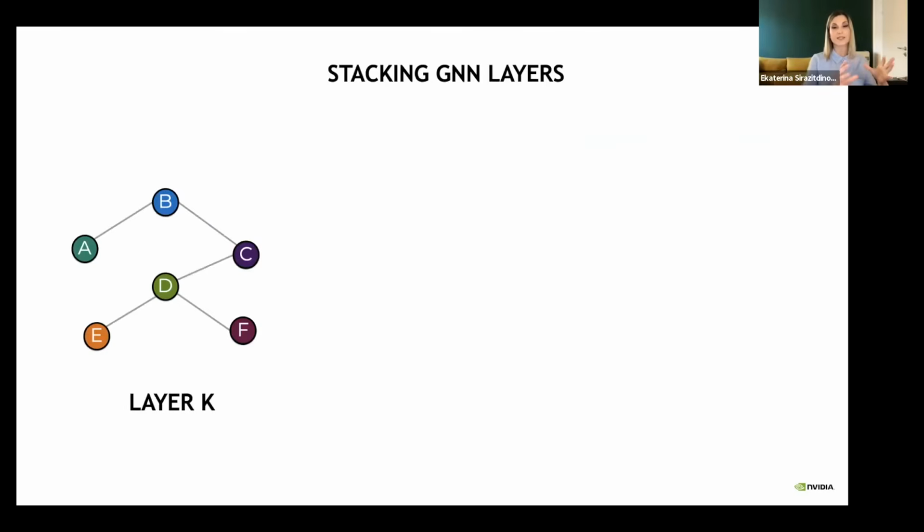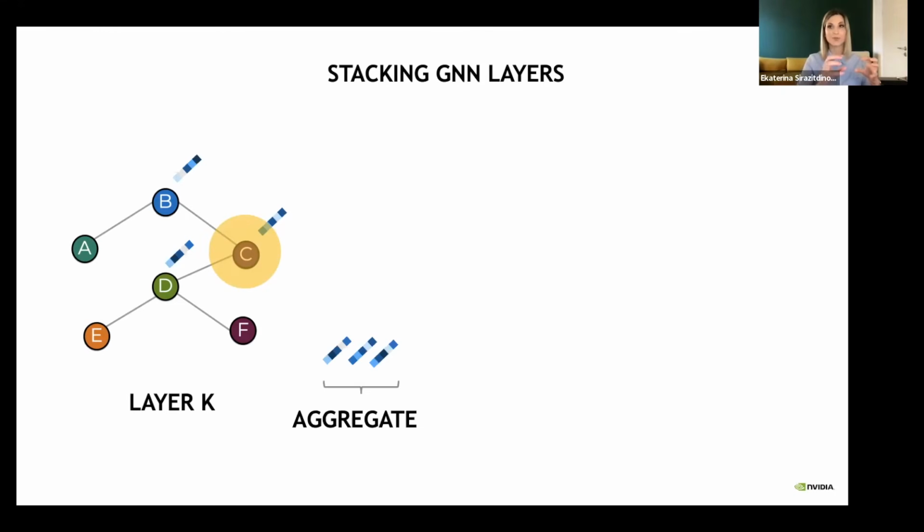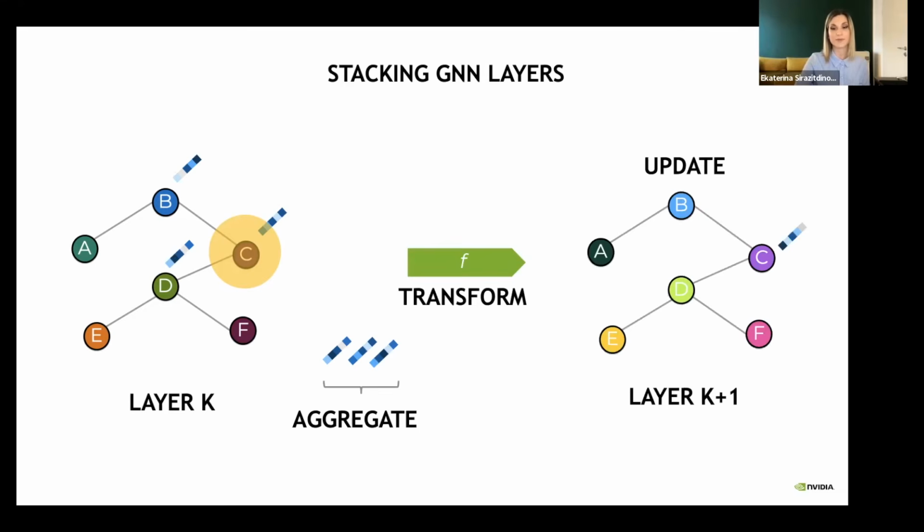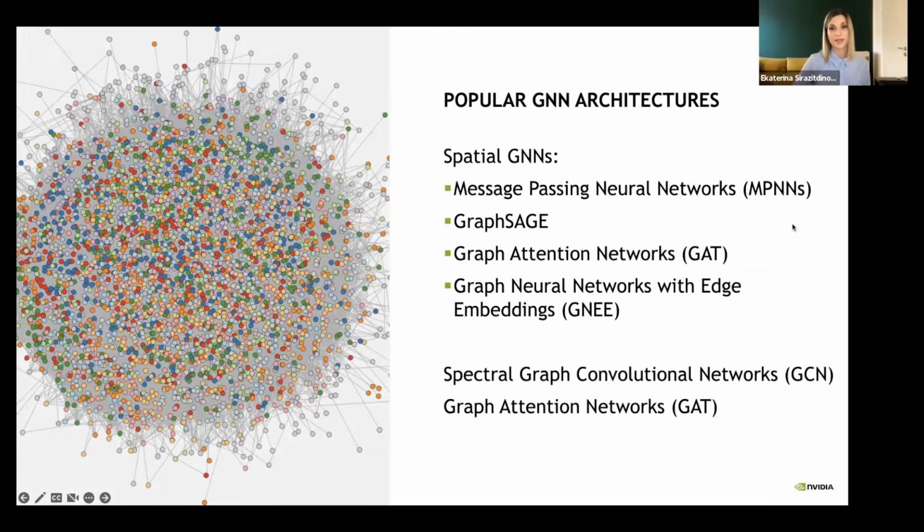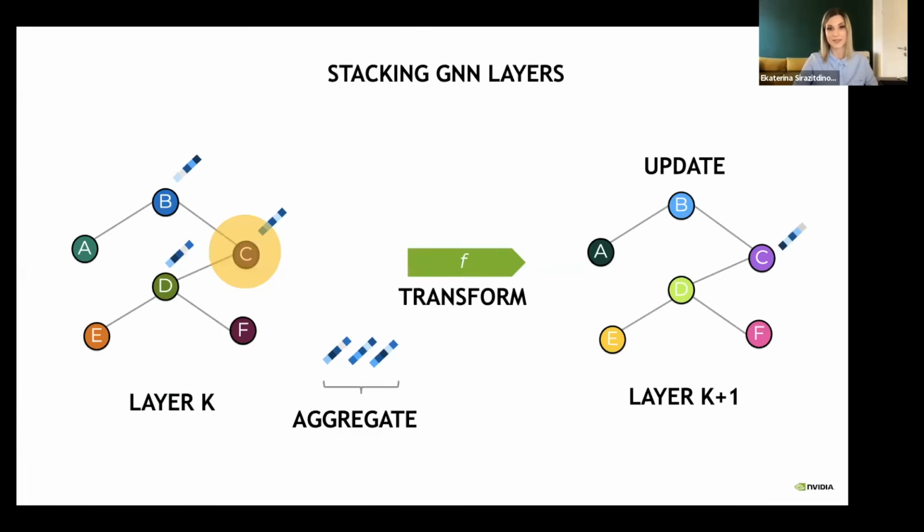We can stack a number of these GNN layers. So let's say we have a layer K. The current node is still C. We take the features from the neighboring nodes, we aggregate them, and we transform them to get the new representation, the layer K+1. So we have collected, aggregated, and transformed this information, and now it became the new version, and the values have changed as well. This is how message passing works.